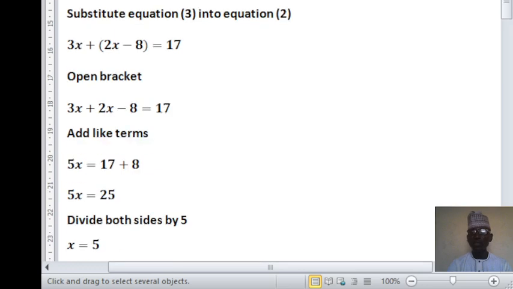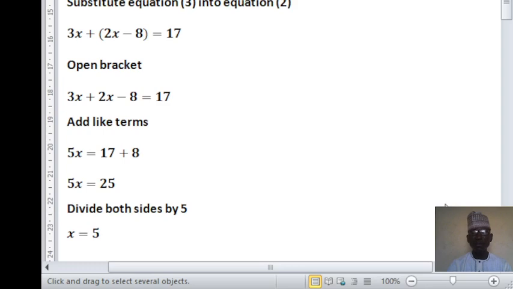As you can see there. Hope you are following. I'm scrolling there. Look at it here. From there, we want to make x the subject of the formula. Or you can just go direct and use 5 to divide through. 5 divided by 5 here, you have x left. 5 into 25, you have your 5 here. And that's how you arrive at that.